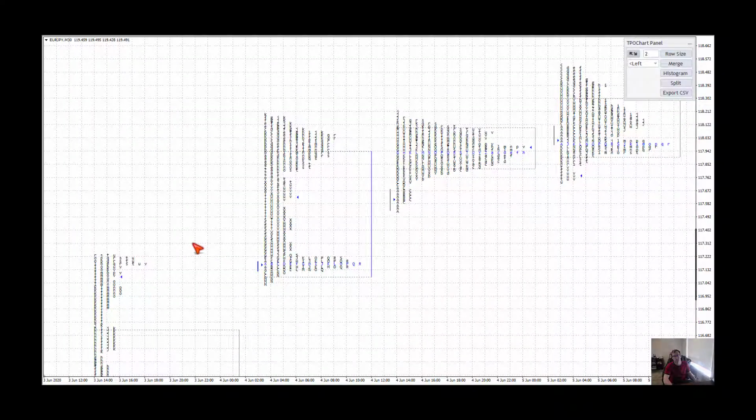So let's look at the construction of the TPO chart. TPO means time, price, opportunity, and the unique thing about the market profile is that time remains as a constant. So if price were to remain in the same spot for 30 minutes or more than 30 minutes, you would still get a print.